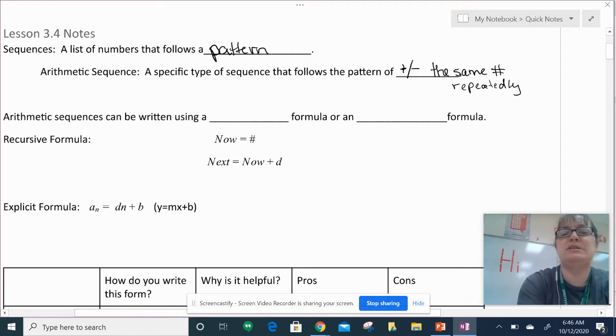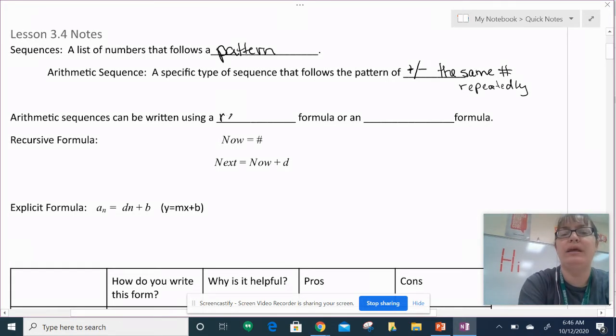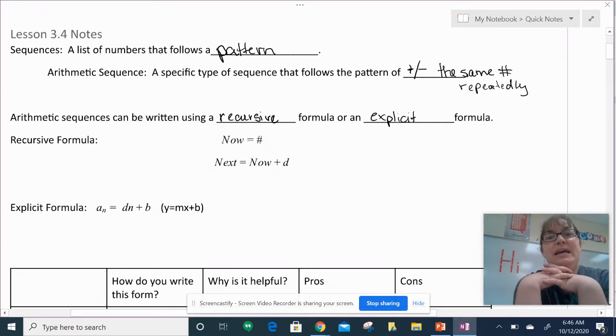So the two patterns we're going to be looking at are one called a recursive formula and one called an explicit formula. Those two words give us a hint on what kind of rule they're going to be. Re is a prefix that talks about doing something over and over again, and that's what a recursive formula does. It tells you what you're doing and then asks you to do it repeatedly.